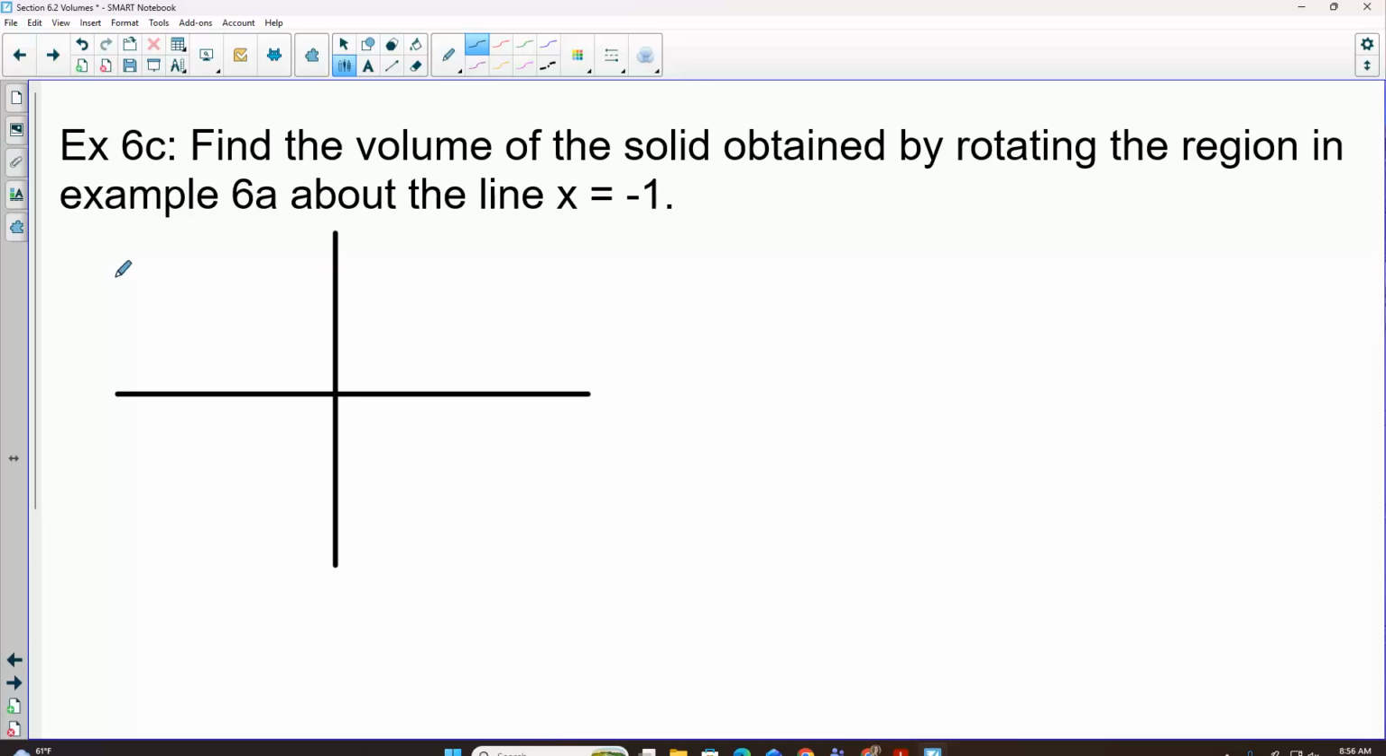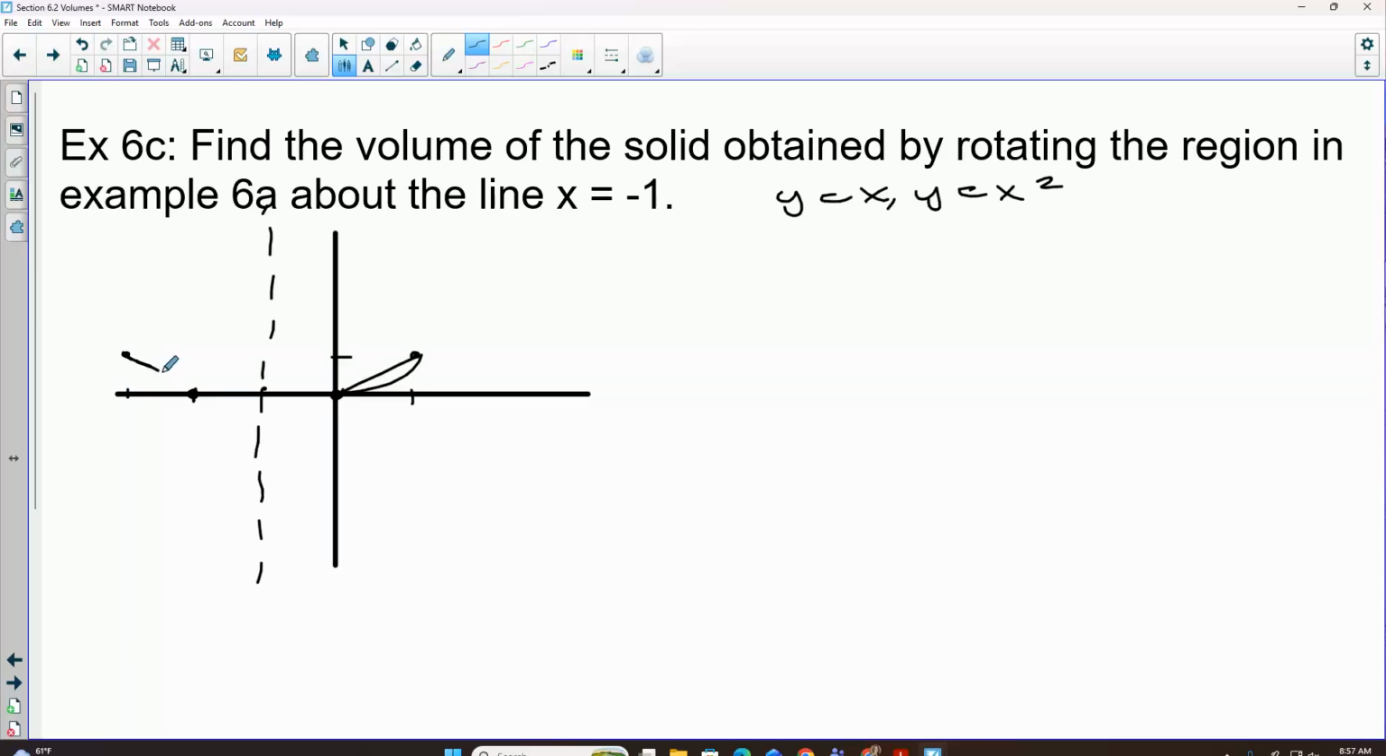Okay, so we found out yesterday those met at 0 and 1. Y equals x squared fell underneath that. Okay, if I rotate it around x equals negative 1, so that is a vertical line at negative 1. This is where I should have Bryson come up because I discovered yesterday his illustrations are much better than mine. I'm going to attempt it.